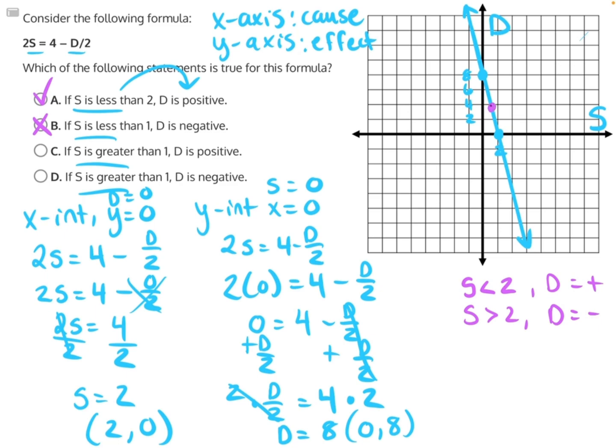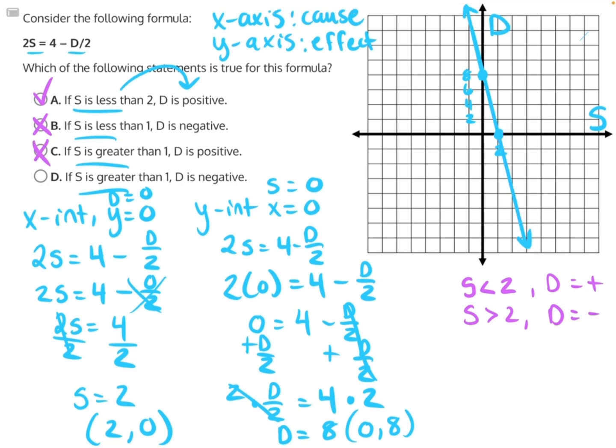If s is greater than 1, then d is negative. Well, that's partially true, because if we look at all the values greater than 1, some of these are positive, this many values are positive. But once we continue past, then all of these points become negative. So that is only partially true, and that makes it incorrect.